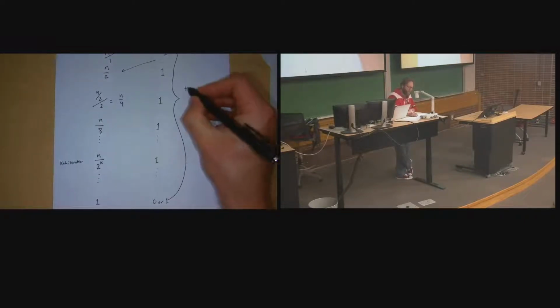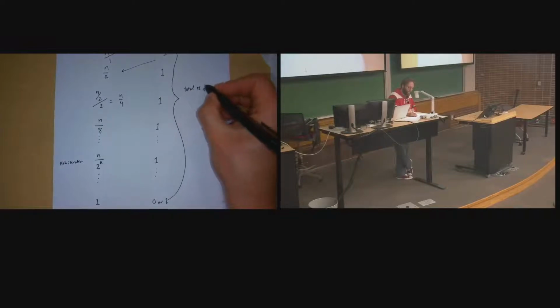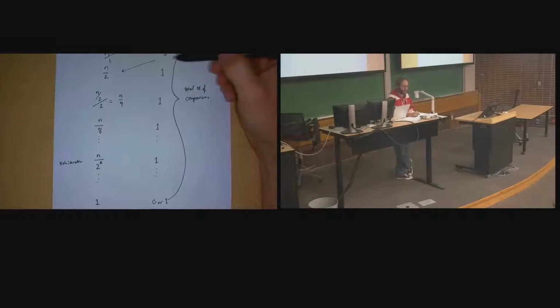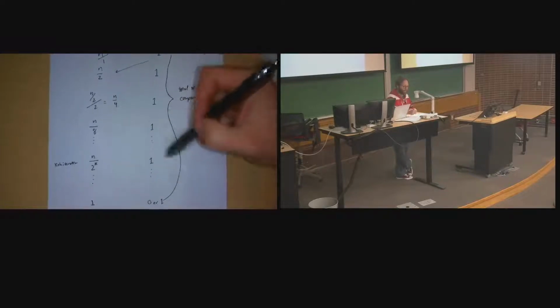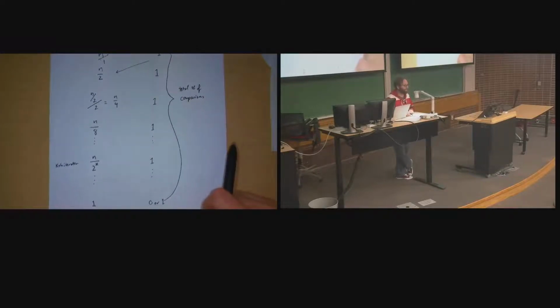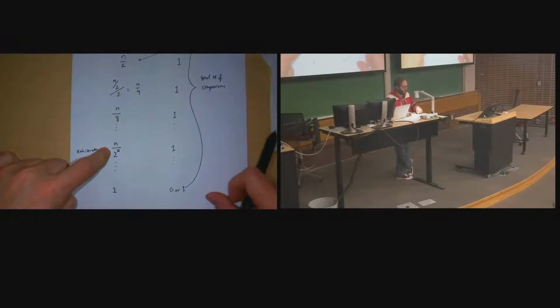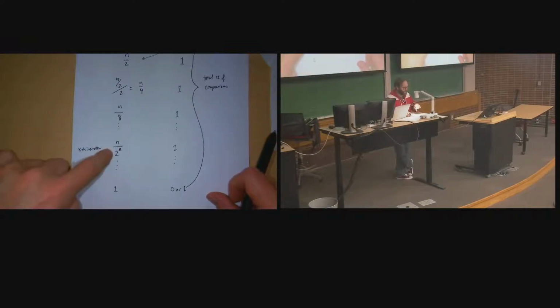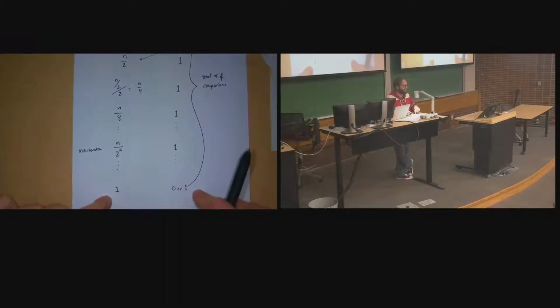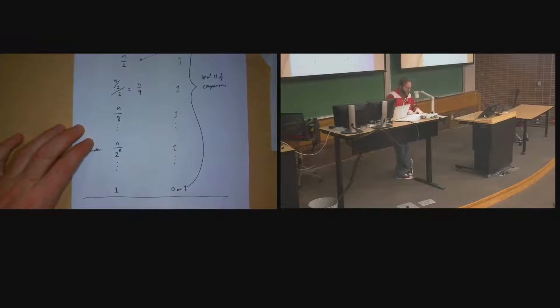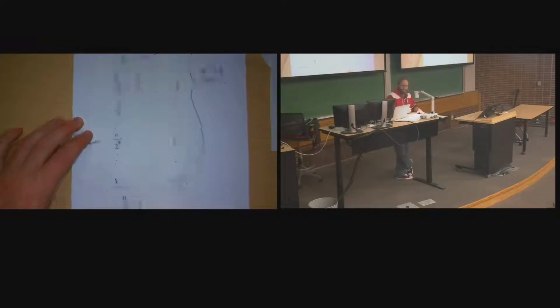I'm interested in what is the total number of comparisons. Well, that's easy. 1 plus 1 plus 1 plus 1. How many 1s are there? That's the hard part. This is the general formula. When this becomes 1, then that's when we stop. That tells you how many rows there are. So all we need to do is solve for n over 2 to the k is equal to 1.